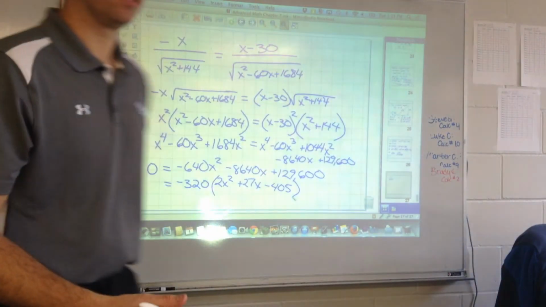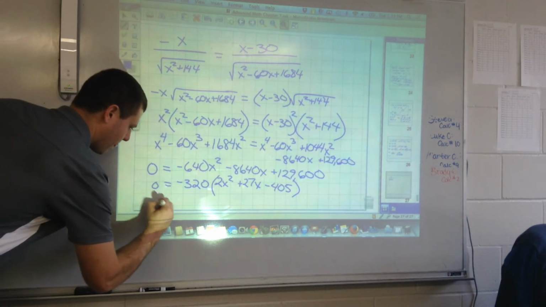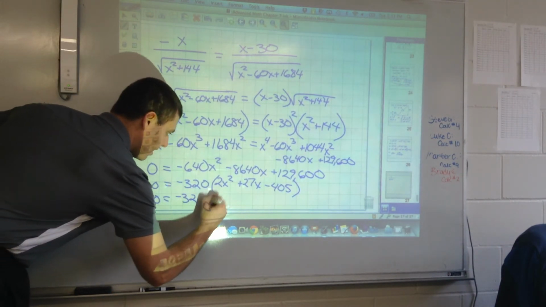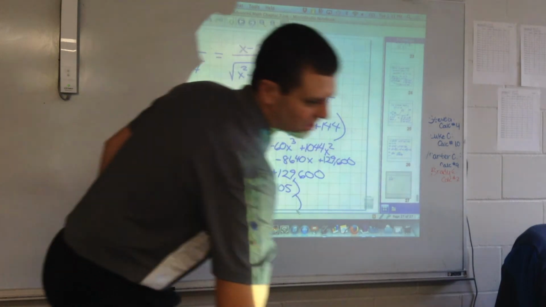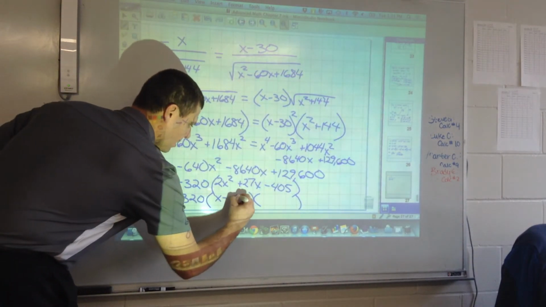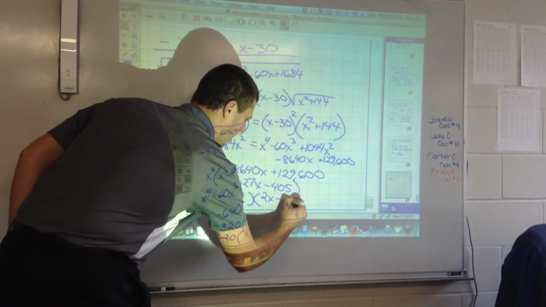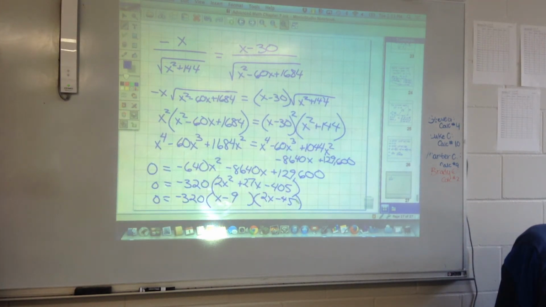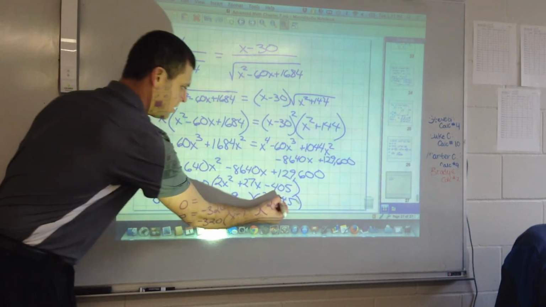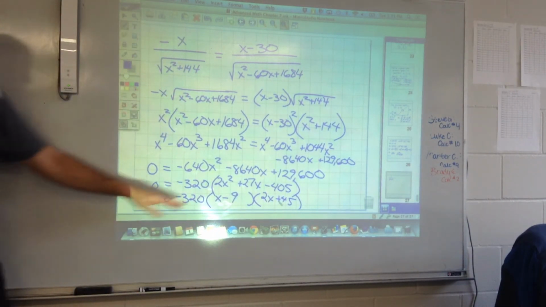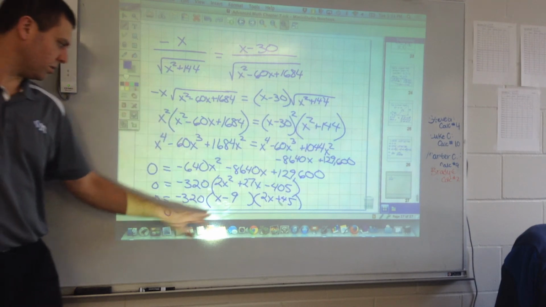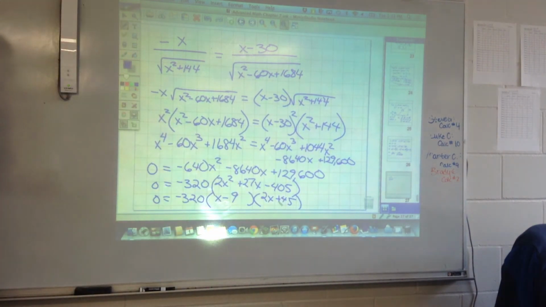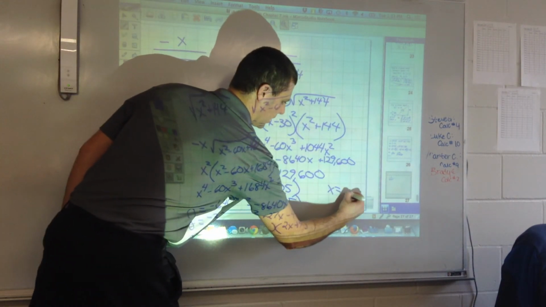The book's even skipping a ton of steps here. They're just factoring for us. When you factor it, you get x minus 9 and 2x minus 45. Set both factors equal to 0. Set that equal to 0, you get 9. Set that equal to 0, you get negative 22.5, which is not relevant in the story problem. So the only critical point we get is x equals 9.